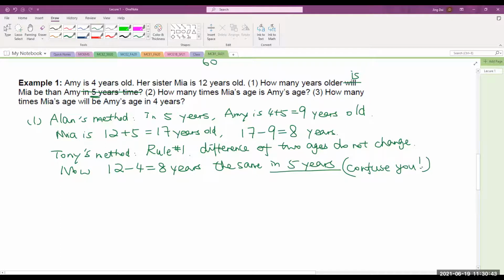Okay, second question. How many times Mia's age is Amy's age? How many times? Anyone? We already went over that. It's the usual people. Why is it always Tony and Kevin? Who else? Nolong, you want to try? Jessie, you want to try? Who wants to try? Nolong, yeah, go ahead.